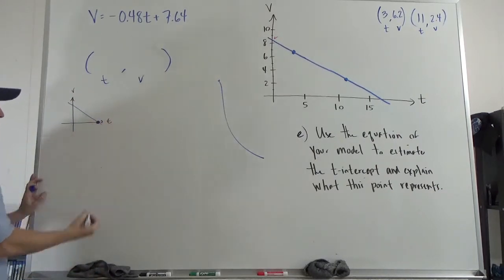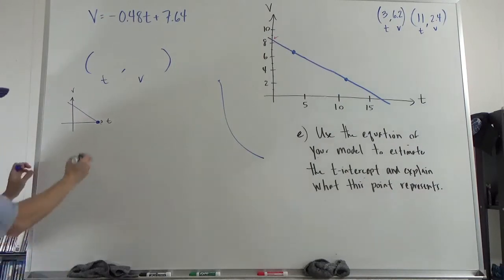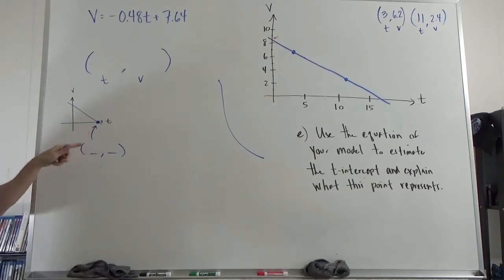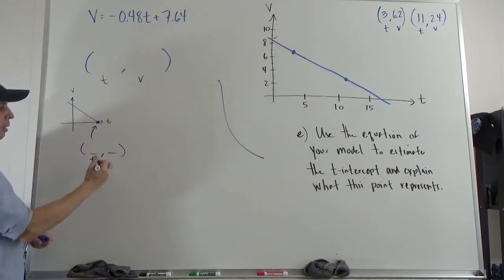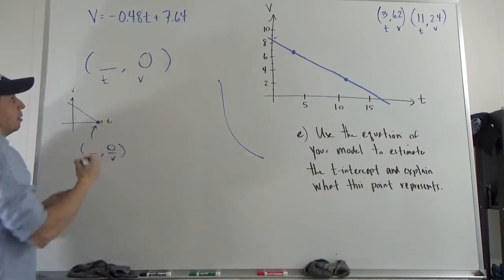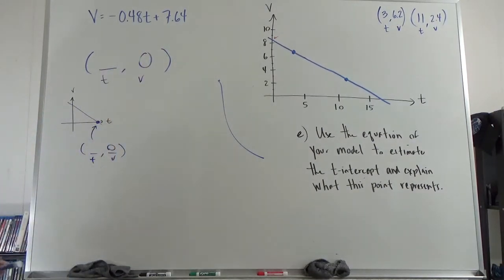Note that my t-intercept would be along that horizontal axis. Think about which coordinate is 0. That's going to be blank, comma, 0. My t could be anything, but my v is going to be 0. And that's what I'm going to fill in: 0 for v, blank for t. And now I know what I need to do.